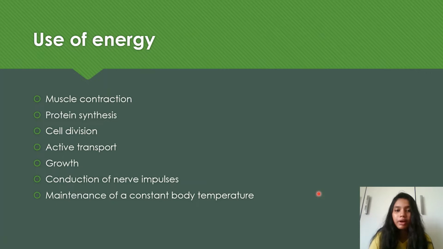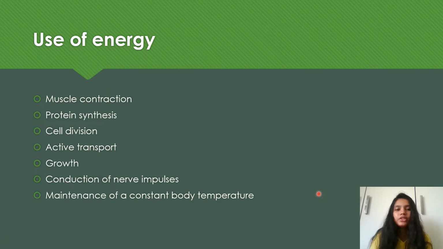Conduction of nerve impulses. This we will learn in chapter 14, but nerve impulses are basically electrical signals and messages that run through your nervous system to coordinate your muscles and bones and everything. Okay, it's basically a coordination system. So the conduction of nerve impulses, which is the movement of nerve impulses across your body, requires energy as well.